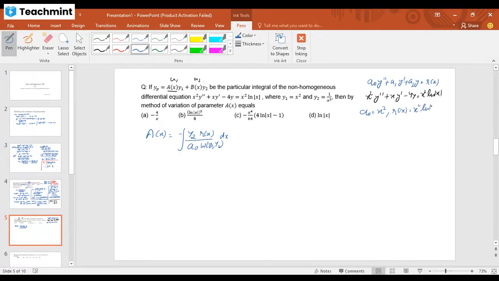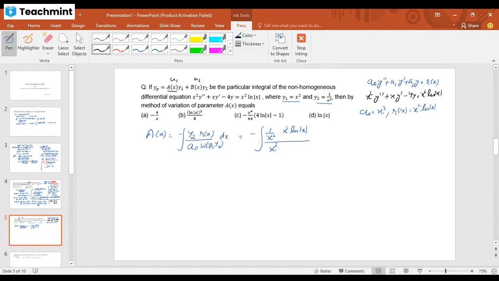y1 and y2 are already known to us. So we simply substitute these values in this formula. So we will get here minus, what is y2? 1 by x². What is r(x)? r(x) is x² times log|x|. What is a0? a0 is x². One term is missing here, the Wronskian.